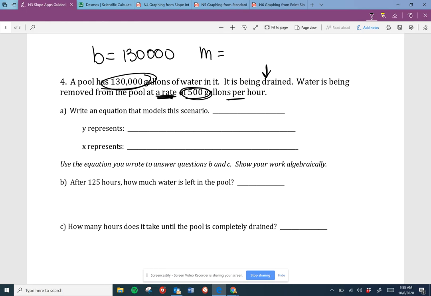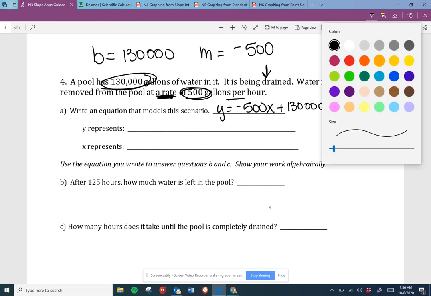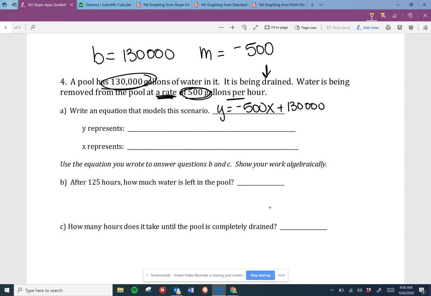Every now and again, you might also see this written, y equals 130,000 minus 500x, because you start off with 130,000 and you go down 500 each time. It's just a preference thing. It is completely up to you. You might see it both ways, so you just want to be familiar with both ways.